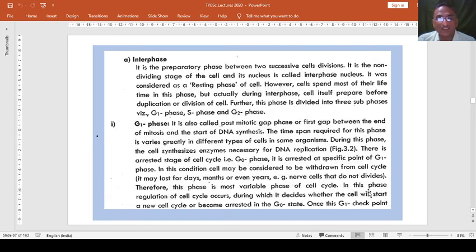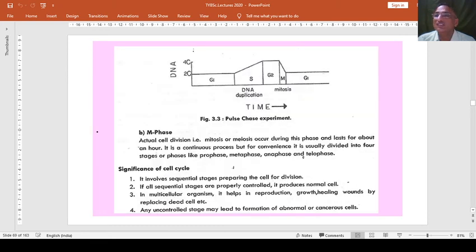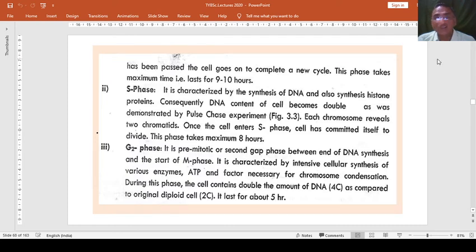And in this phase, the regulation of the cell cycle occurs, during which it decides whether the cell will start a new cell cycle or become arrested in the G0 state. And once the G1 checkpoint has been passed, the cell goes on to complete a new cycle, and this phase takes a maximum time of about 9 to 10 hours. So this is about the phases of the cell cycle.